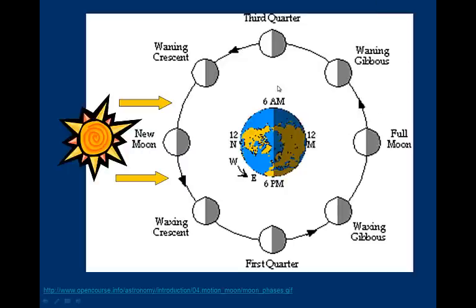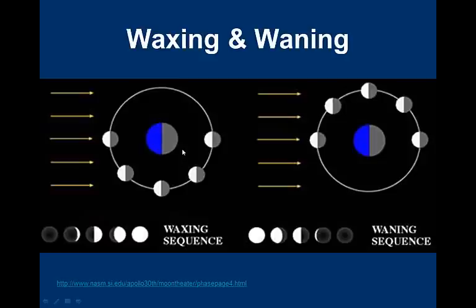So here they are, all in a line. You have your new moon. So here's the lighted side of the Earth, and we are looking at the dark side of the moon. Your waxing crescent, first quarter, waxing gibbous, full moon, waning gibbous, third quarter, waning crescent, new moon. Alright, so you're waxing and you're waning. So remember, waxing is getting lighter, waning is getting darker.